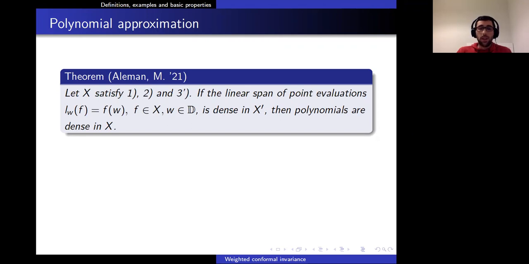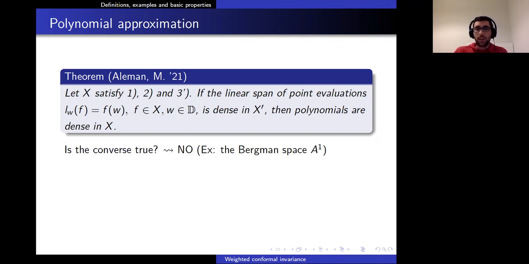A good question here is the following. Is the converse of the result true? The answer is no. And we can find a counterexample with the classical Bergman space, A1. Because we know that we can identify the dual of this Bergman space A1 with the Bloch space. And with this, we can get a contradiction.